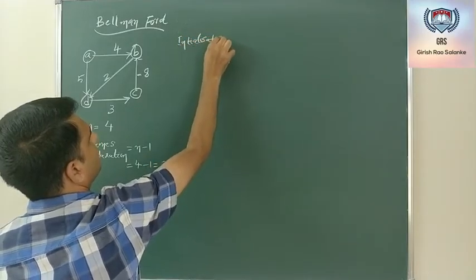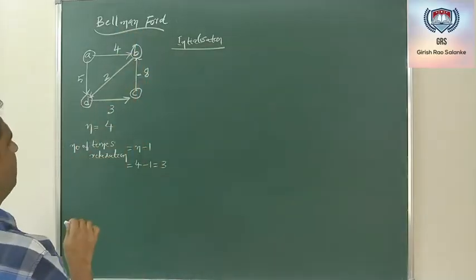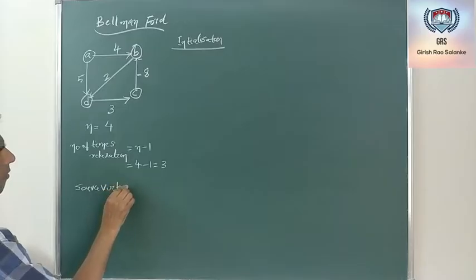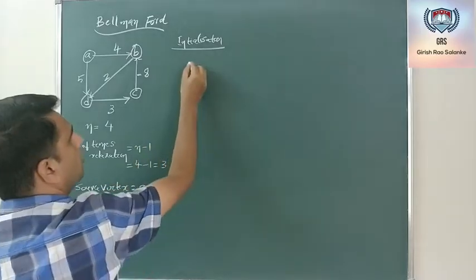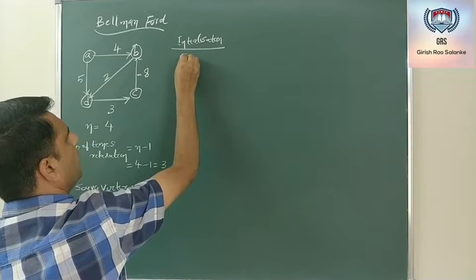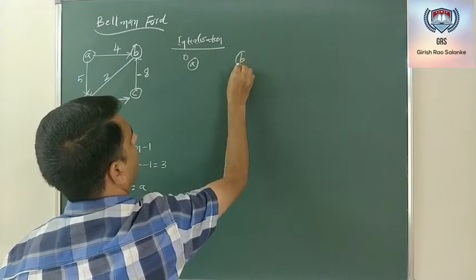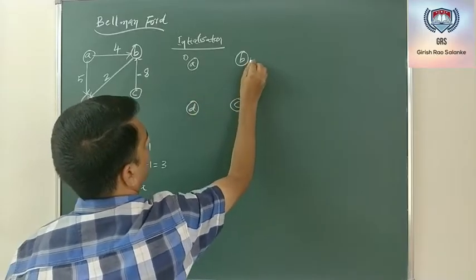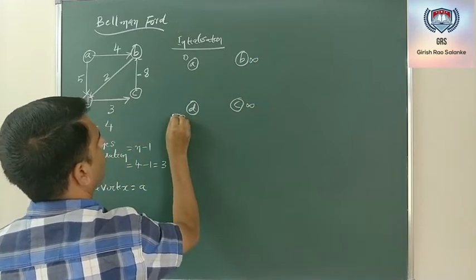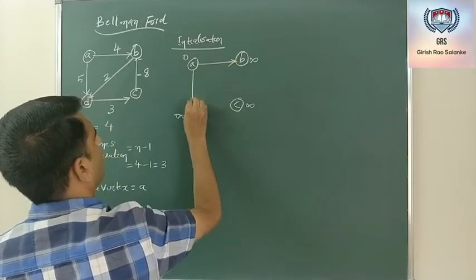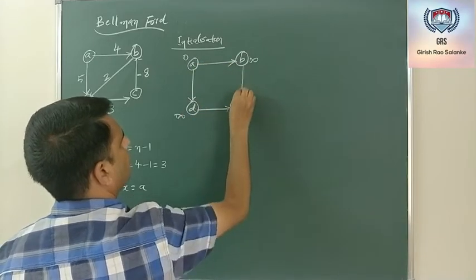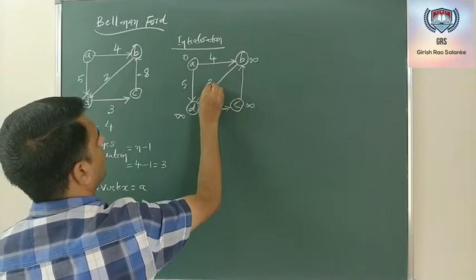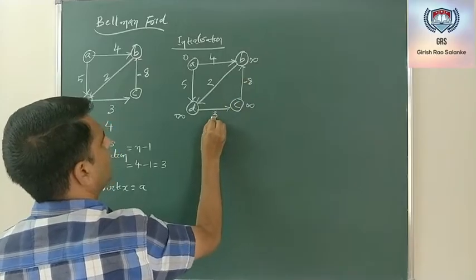Now, this is my initialization. Let me assume for this particular graph that my source vertex is A. So the distance from A to A should be marked as 0, and the distance to all the other remaining vertices B, C and D should be marked as infinite. The edge costs are 4, 5, 2, minus 8 and 3.